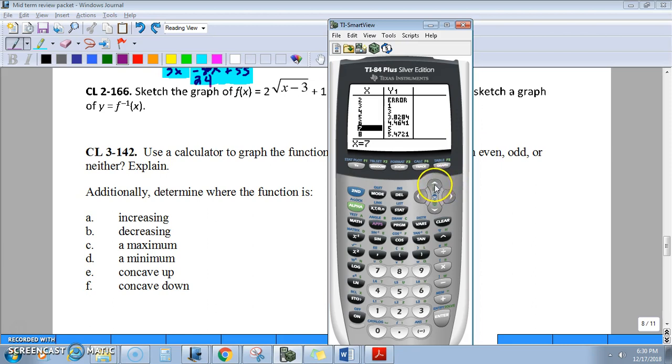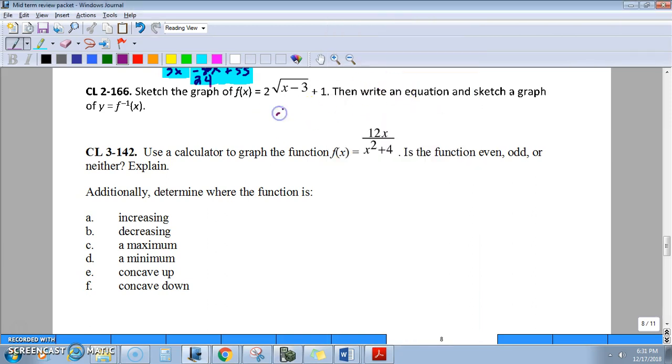So when you're sketching a graph of the inverse, all you have to do is flip your input and your output. That's because what's the way that we write an inverse? We switch the x and the y, right? Instead of y equals, we have x equals, right? So we are literally flipping the x and the y, okay?